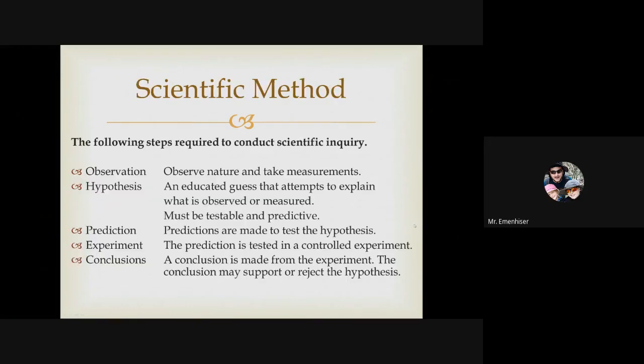Scientific method. The following steps are required to conduct science or scientific inquiry. Observation: observe nature and take measurements. Hypothesis: an educated guess that attempts to explain what is observed or measured. This hypothesis must be testable and predictive. Prediction: predictions are made to test the hypothesis. Experiment: the prediction is tested in a controlled experiment. Conclusions: a conclusion is made from the experiment. The conclusion may support or reject the hypothesis. That is the scientific method.